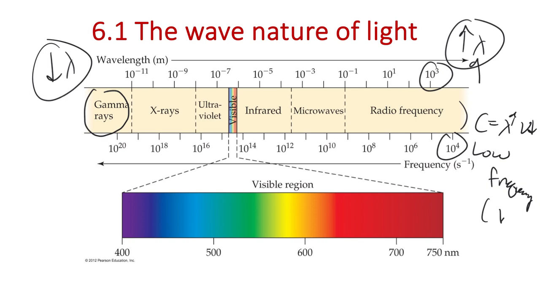or a low nu value. The Greek letter nu is the symbol for the frequency. And so we have a low frequency on the radio frequency side, and then on the gamma ray side, we have a high frequency. So you can see the frequency varies from about 10 to the 4 to 10 to the 20. 10 to the 20 is obviously a higher frequency. So we have a lot of cycles per second being completed on the gamma ray side.